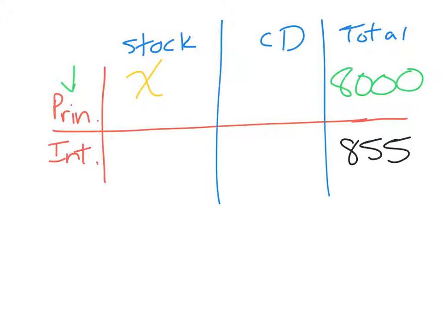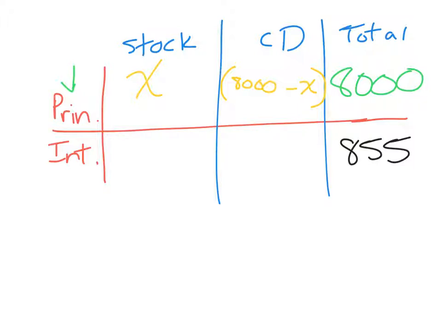Our CD is also an unknown, but that's going to be whatever's left over. So instead of calling that a different variable, we're going to call it 8,000 minus X, because once we figure out what X is, we'll be able to figure out the CD as well by taking the total, which we already know, minus that number, since it's just the rest of the money that was invested into the CD. Okay, so that we know.